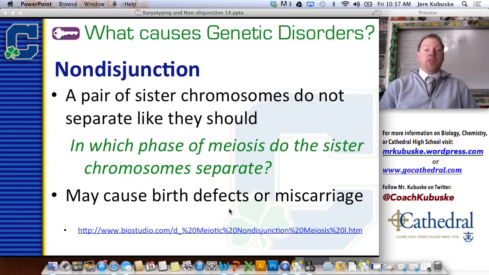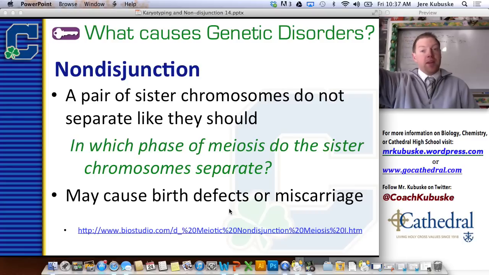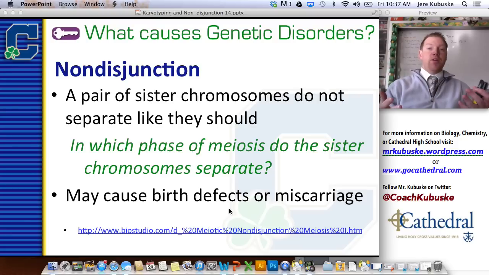So a pair of sister chromatids, I need to change that actually, sister chromatids or homologous chromosomes, either one, do not separate the way that they should. Okay, and when does this separation occur? It occurs during anaphase 1 or anaphase 2. And then this can cause genetic disorders like birth defects or even miscarriages in some cases.